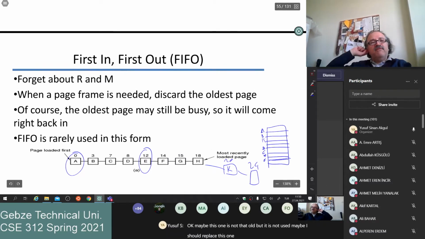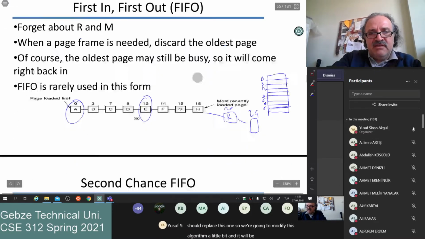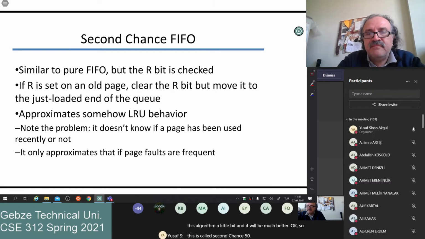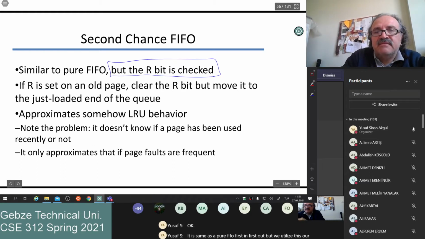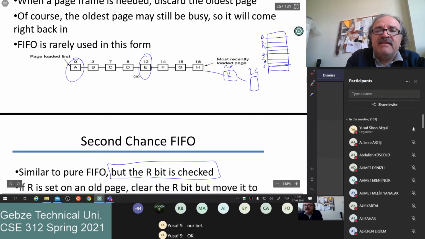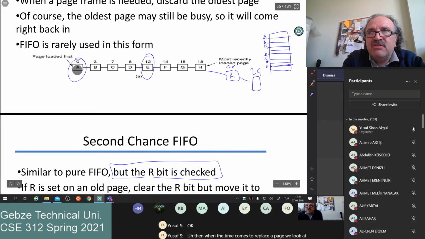So we are going to modify this algorithm a little bit, and it will be much better. This is called second chance FIFO. It is the same as pure FIFO, first in, first out, but we utilize the R bit. When the time comes to replace a page, we look at this page, the old one.